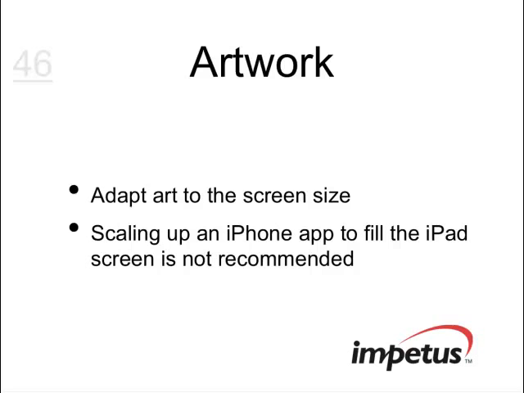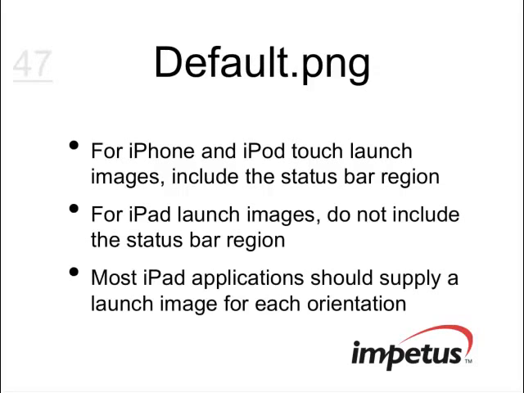As you know, there's a launch image called default.png, and there are a few little catches about developing it for the iPad. From your experience, you know that for the iPhone and the iPod Touch, you have to include the status bar region. But for the iPad, it doesn't include the status bar. And you need to create two default.png versions, one for the portrait orientation and one for landscape. And of course, you can go to the Apple Developer Connection to learn more about the dimensions for these.